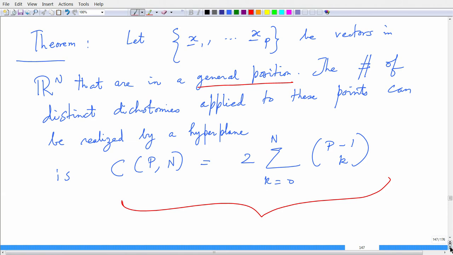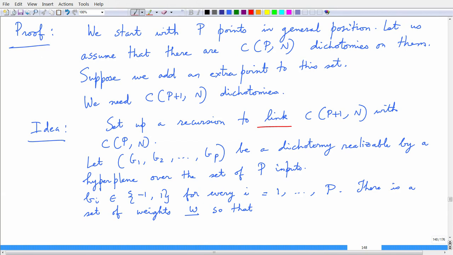Now, we begin with the proof. We start with p points in general position, and let us assume that there are C(p, n) dichotomies. The C is basically for the counting function.